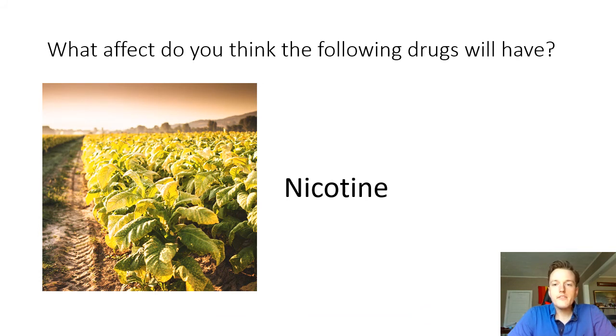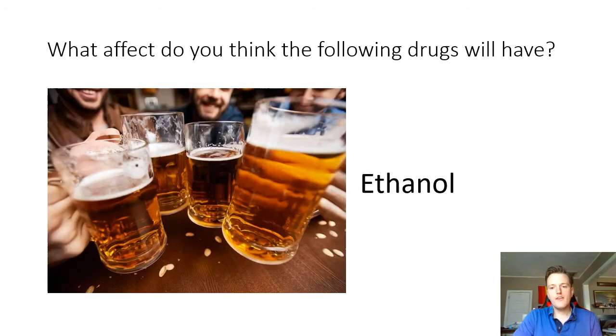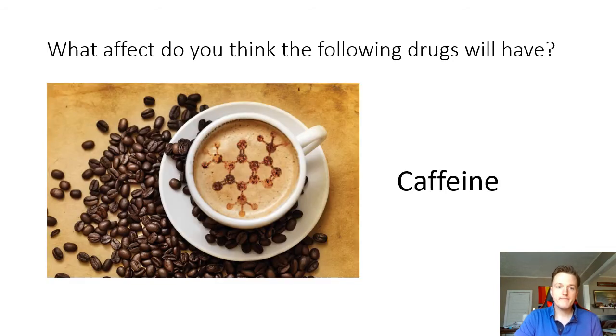So what effect do you think the following drugs will have? We're going to be looking at nicotine, which a lot of people, their first thought is going to be cigarettes. And so you can think about what kind of effect nicotine would have on the heart rate. We're going to be looking at ethanol, which is the chemical that causes alcohol to be a depressant. And lastly, we're going to look at caffeine, which I'm sure a lot of us are very familiar with how caffeine works. So think about what effect you would expect caffeine to have on the heart.